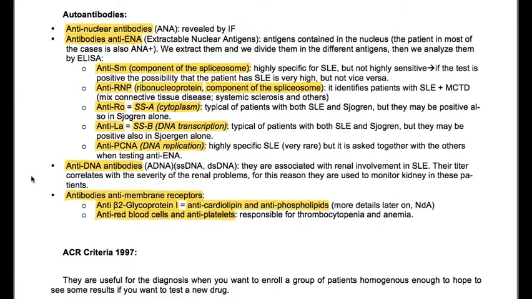Anti-DNA antibodies like ssDNA, dsDNA, they are associated with renal involvement in SLE. Their titer correlates with the severity of the renal problems. For this reason, they are used to monitor kidney in these patients. We have antibodies anti-membrane receptors, so anti-beta-2 glycoprotein 1, that are anticardiolipin and antiphospholipid. We have anti-red blood cells and antiplatelets, which are responsible for thrombocytopenia and anemia.